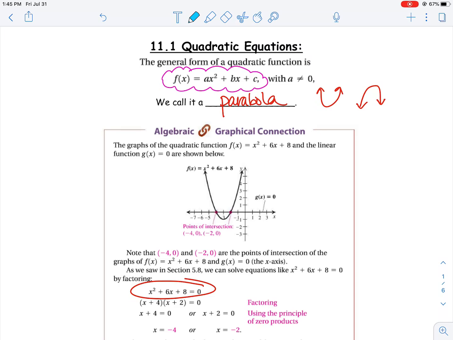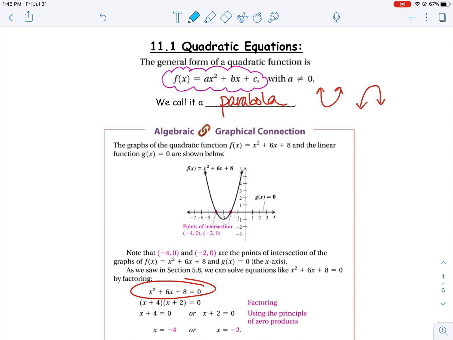All right, we're going to start chapter 11, and in chapter 11 we're going to talk all about quadratic equations. Now remember, we've talked about quadratic equations when we did chapter 5 and we did factoring, right? Anytime we have an x squared in our problem, it's called a quadratic.